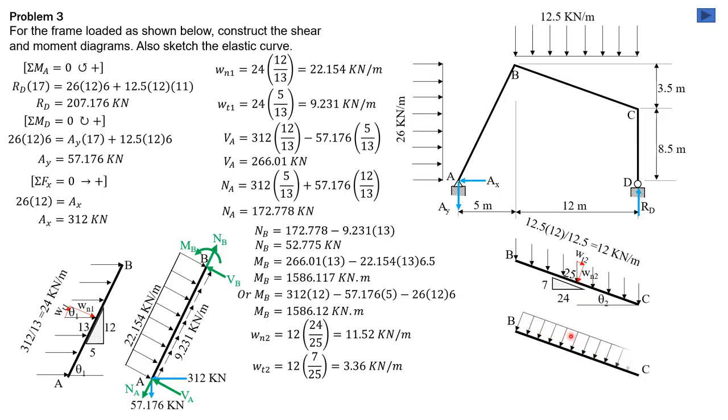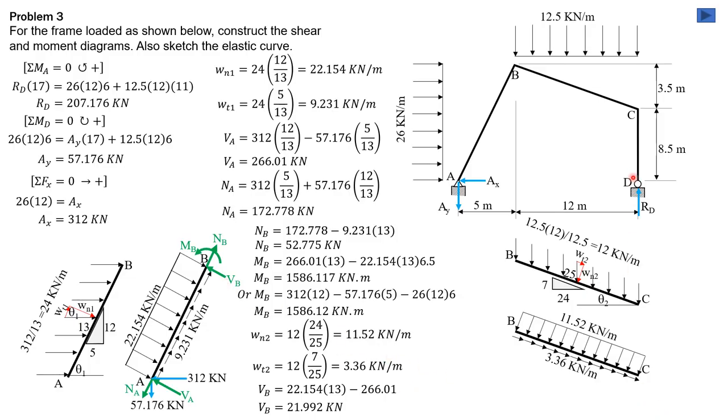So let's now transmit the normal and tangential load. Normal is 11.52 kilonewton per meter. Tangential is 3.36 downward kilonewton per meter. So next, we have to compute shear at B from this diagram here. Shear at A plus shear at B equals 22.154 times 13. Or shear at B is 24.154 times 13 minus V sub A, 266.01. So shear at B is equal to 21.992 kilonewtons.